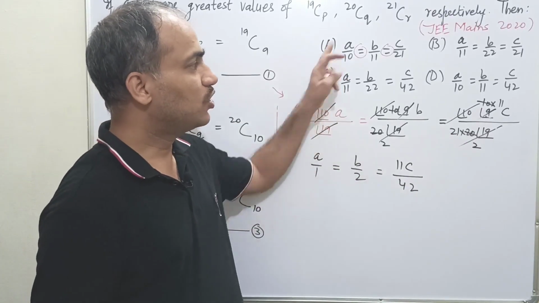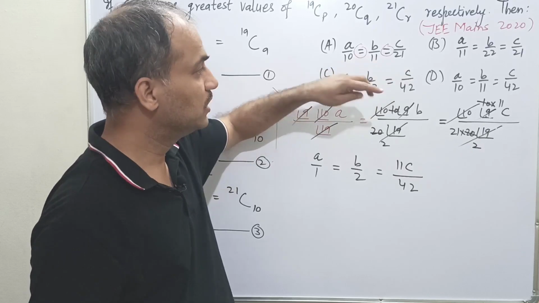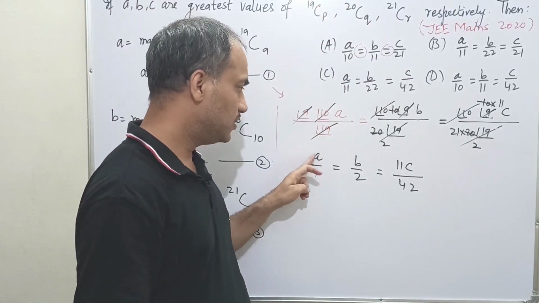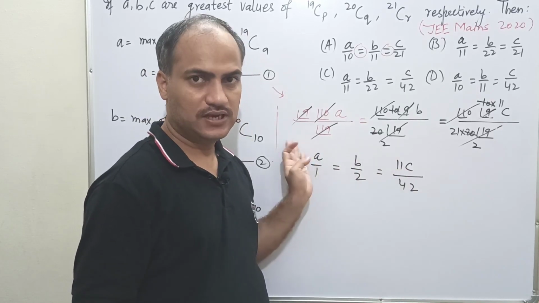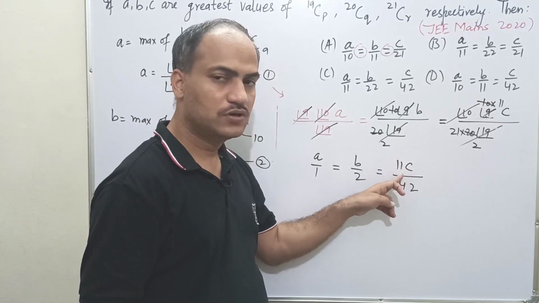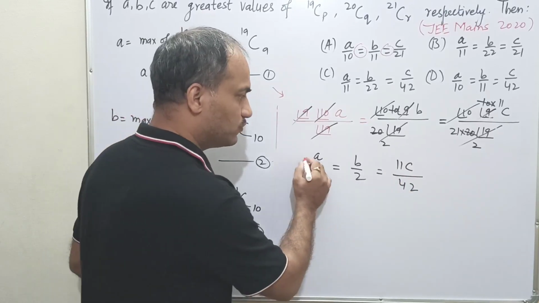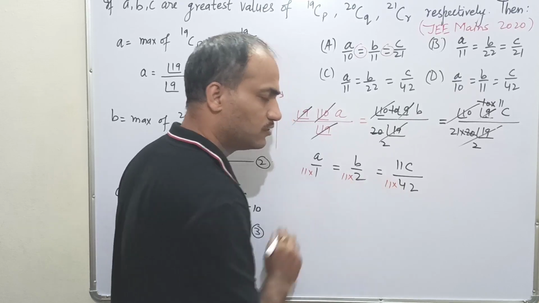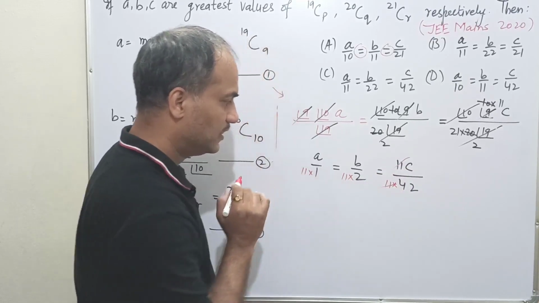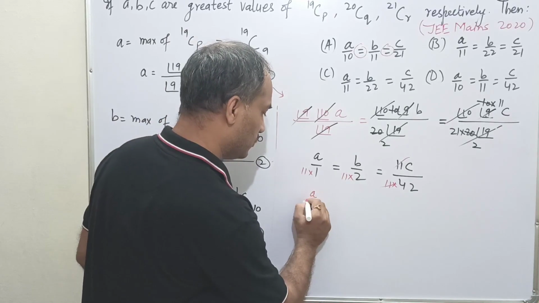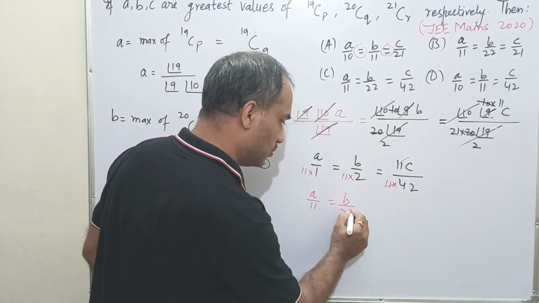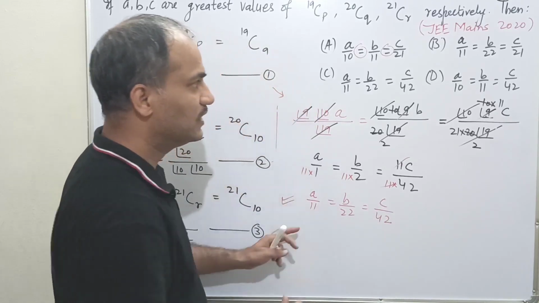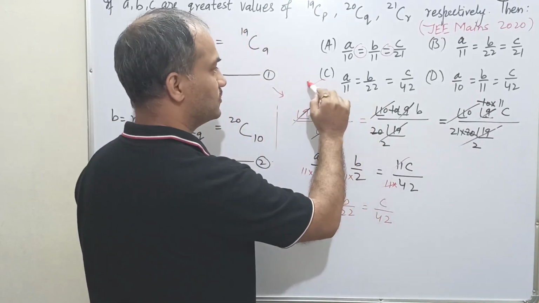Now see, is any option matching? No option is matching, because the coefficient of a, b, c is 1, and here the coefficients except this are 1. So we have to remove this 11 from here. So we have to divide throughout by 11 to remove this. Okay, so here it is cancelled. So we get a upon 11 is equal to b upon 22 is equal to c upon 42. Okay, can you find some option from here? 42. Yes, option C is correct.